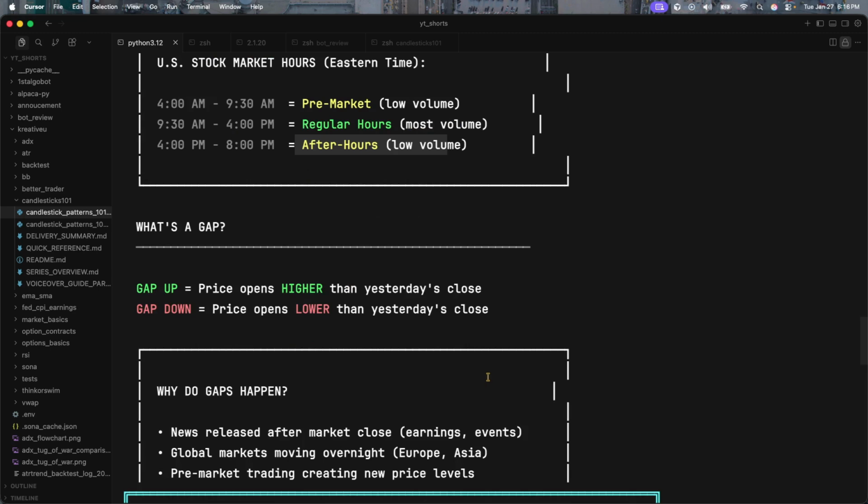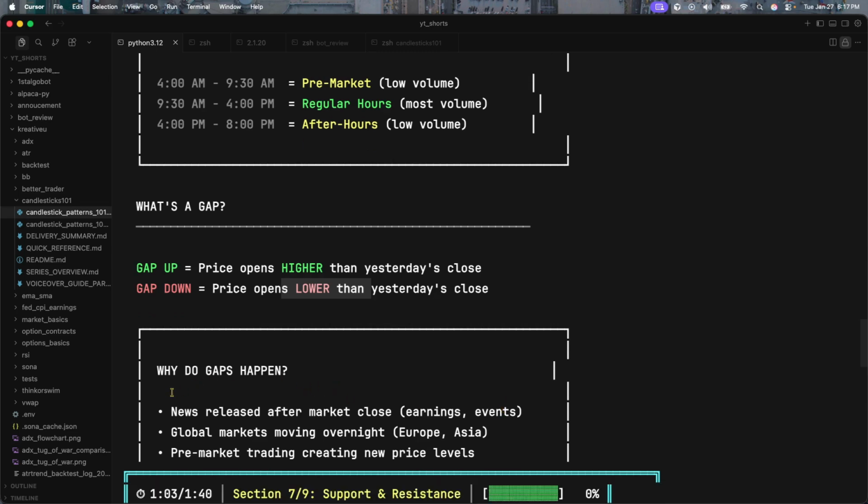Now, what is a gap? A gap up is when the price opens higher than it closed yesterday. And then a gap down is when the price opens lower than it closed yesterday. Now, what precipitates a gap, right? What makes a gap happen? There could be several things. It can be news released after the market closed. That can be earnings or an event. It can be global market moves overnight because Europe and Asia trade on different hours, or it could be pre-market creating different price levels.